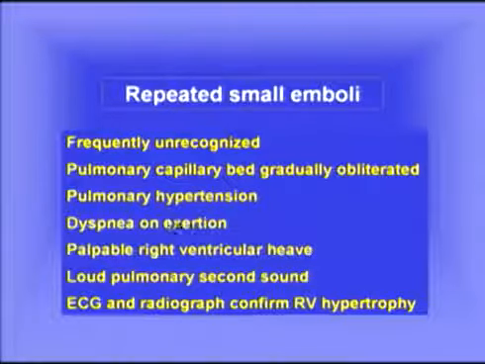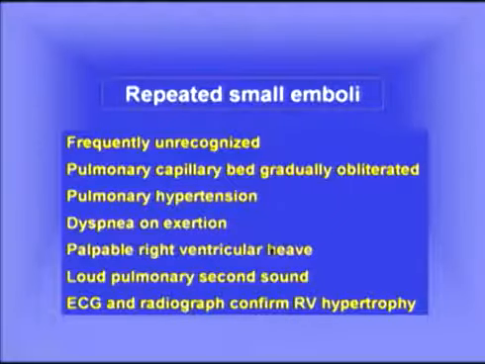Patient may have dyspnea on exertion. Occasionally you can feel a right ventricular heave because of enormous increase in the right ventricle hypertrophy. There's a loud pulmonary second sound, and the ECG and radiograph confirm the right ventricular hypertrophy. So these patients sometimes come along with unexplained pulmonary hypertension, and the answer turns out to be repeated embolism.